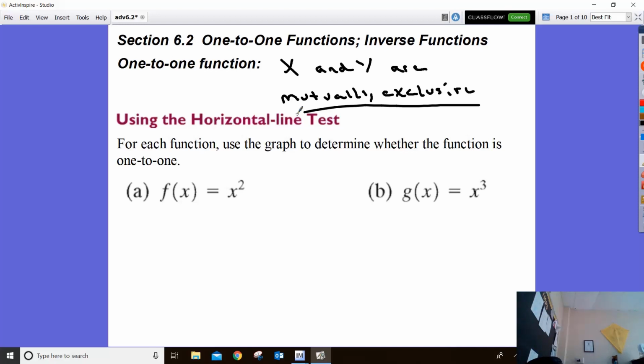The functions are one-to-one if we use what's called the horizontal line test to determine. The horizontal line test determines if a function is one-to-one.